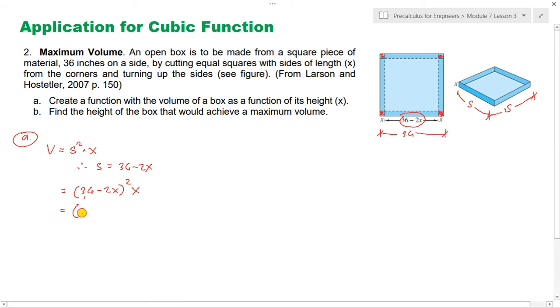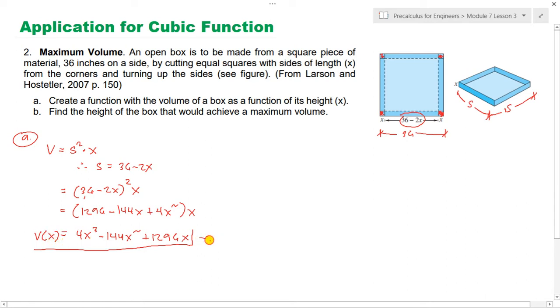So we have here 1296 minus 2 times 36 times 2, that is 144. So minus 144x plus 4x squared, then multiplied by x. Distributing the x, that would equal 4x cubed minus 144x squared plus 1296x. So this is now the answer for letter A, because we already created a function of the volume in terms of the height x, so that is V of x.